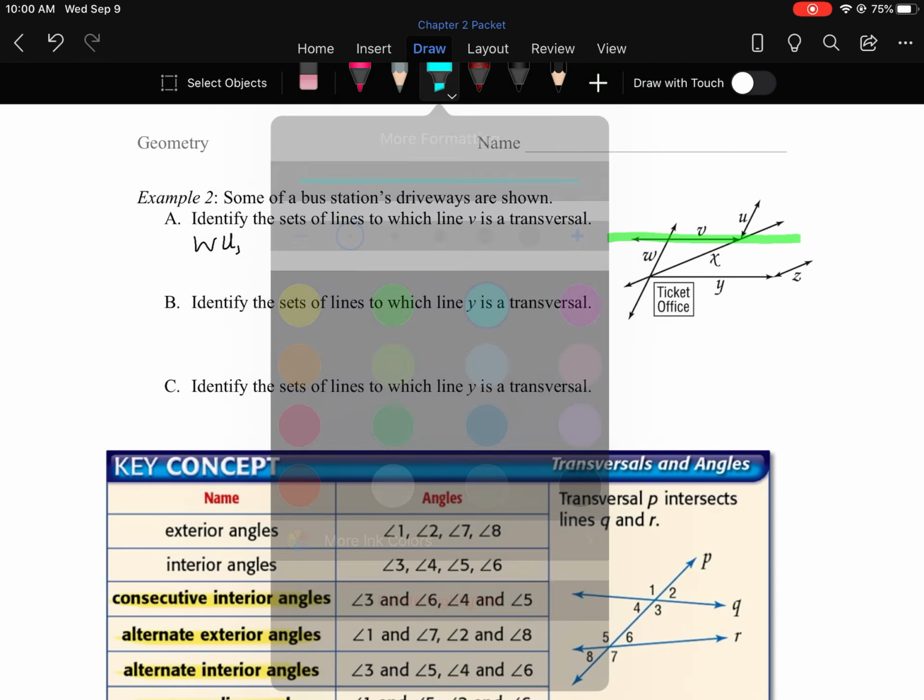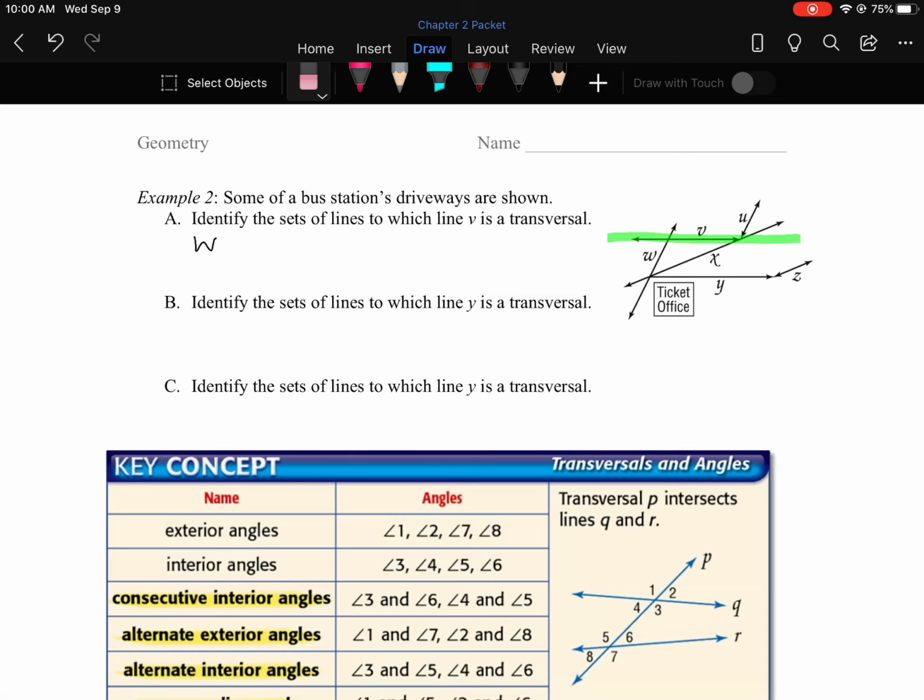Highlight these in another color. And you know what? I don't typically do it that way. I'll do it the way I typically do it. So W, U, it's going to touch both of those. We could do X and Z because Z will eventually continue and intersect V. So X, Z. Will it ever intersect with Y? Nope. So it looks like that's it.